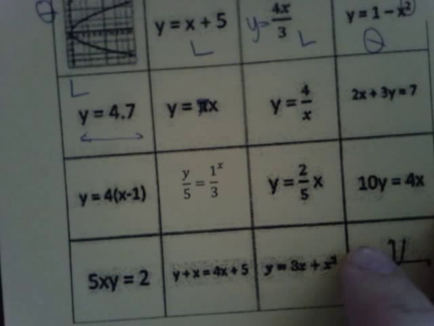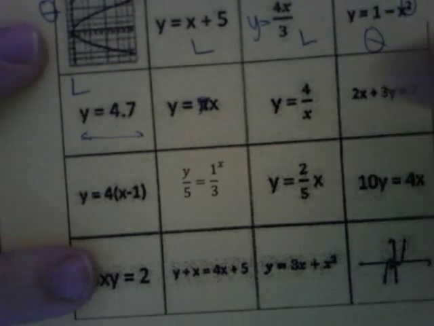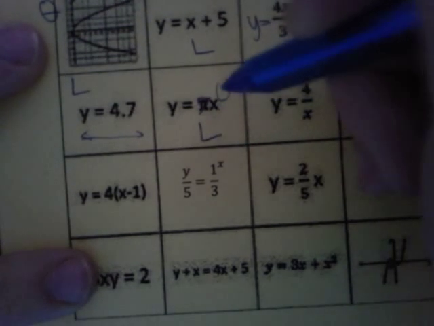What about the next one, pi x? It's still linear. The pi does nothing except tell me how fast my line is growing. So I add pi every time. It's linear. It's still a degree 1.